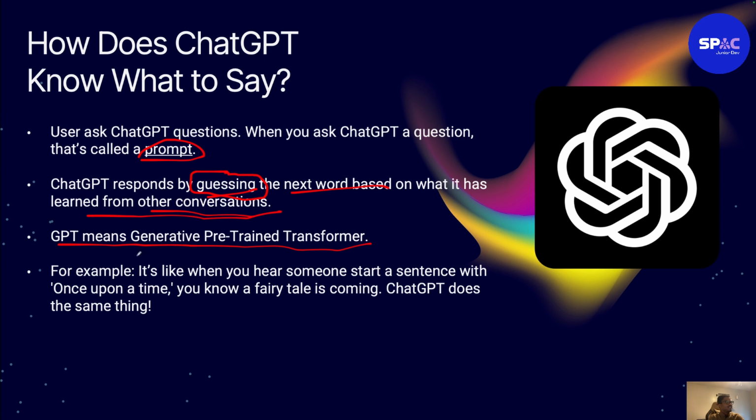So let's now see, for example. It's like when you hear someone say a sentence like "once upon a time," you know in your head that when somebody says, "Once upon a time," a fairy tale is coming, right? That's the same way ChatGPT also learns what is next, right?